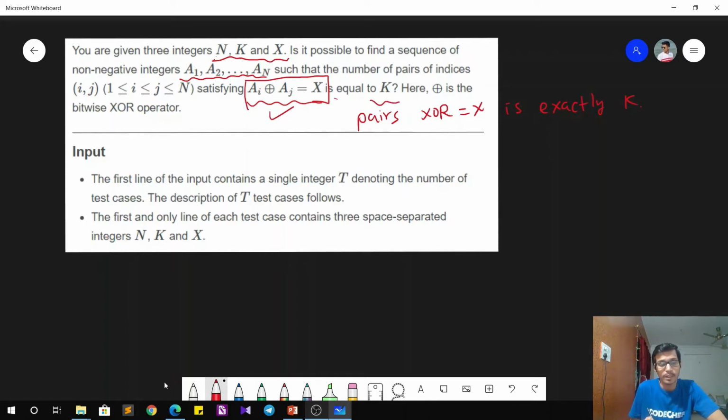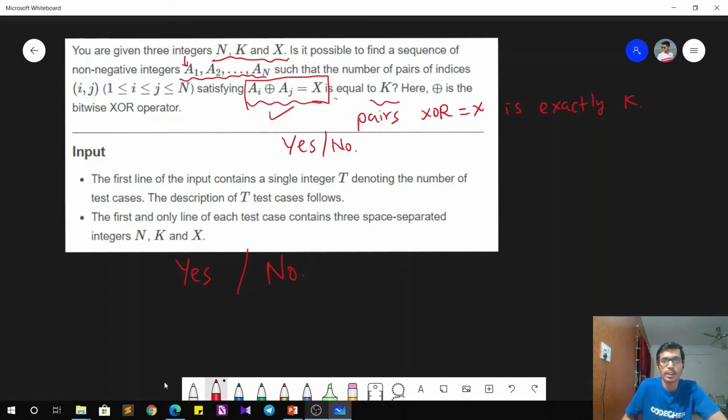And remember, we have to output only yes or no. That is, if we are able to find such a sequence, we should output yes. If it is impossible to find such a sequence, we should output no. So we don't have to actually output the actual sequence, but we have to just give the answer as yes or no. One more important point to note down here is that there is no bound on the values that you can use in the sequence. So the values can be anything.